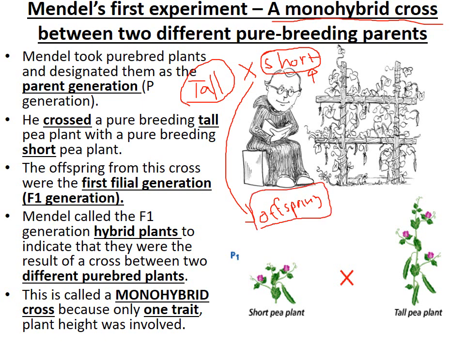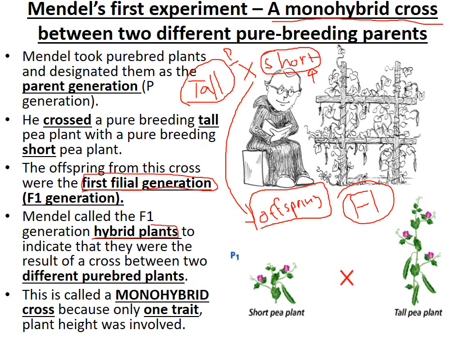So these pure breeding plants, they were the P generation. He mated them and they had kids. And those kids, he called them the F1 generation, the first filial generation. And those plants were hybrids.